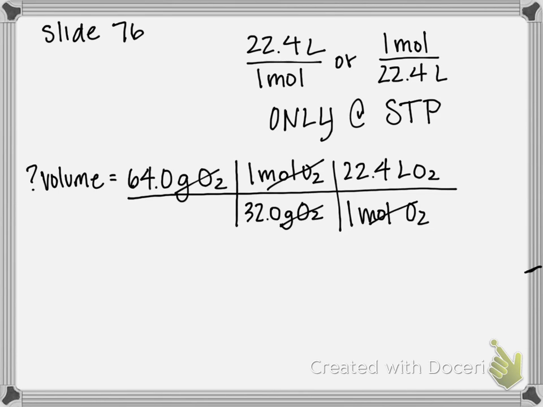So now the last thing we have to do is multiply 64 times 22.4, and take that answer and divide by 32. If you do that, you get that the molar volume of oxygen at STP is equal to 44.8 liters if there are 64 grams.